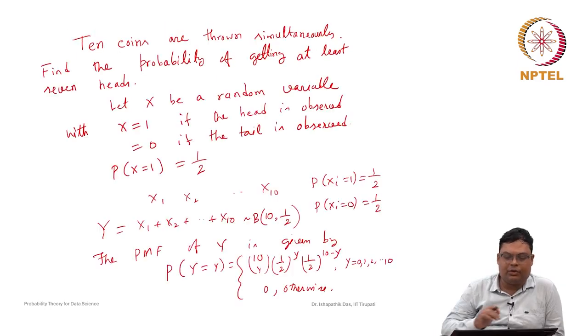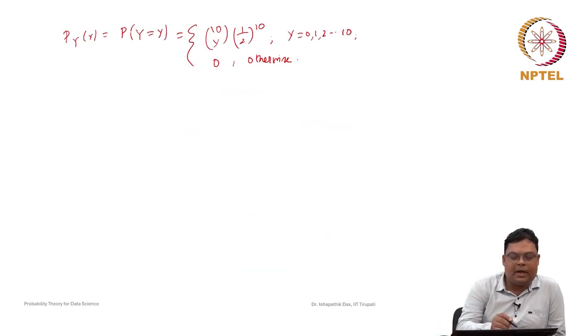So, this is the distribution of the 10 coins whenever you are throwing, then it is a binomial distribution. Find the probability of getting at least 7 heads. So, here y is equal to 0 means 0 heads, y is equal to 1 means 1 head, y is equal to 2 means 2 heads out of 10 thrown.